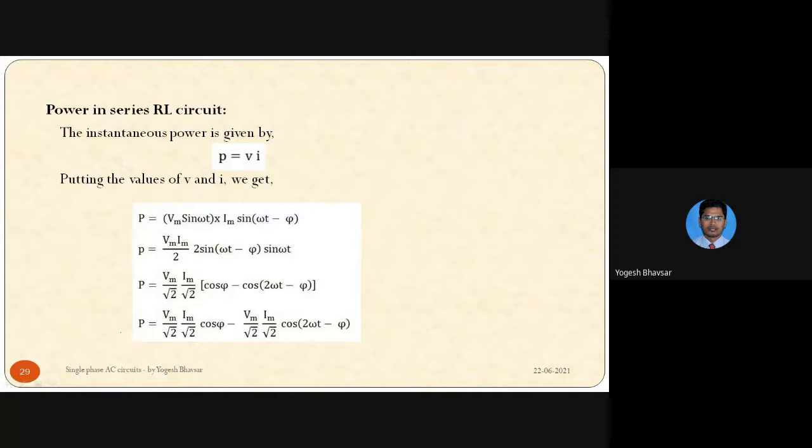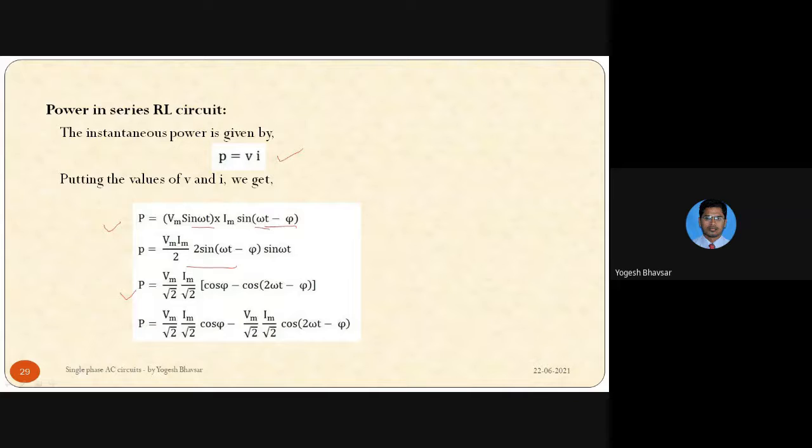Next thing is the power in series RL circuit. We know that the instantaneous power is equal to V into I. So put in the values Vm sin omega t and Im sin(omega t minus phi). Just simplify it. So it becomes Vm Im by 2, times 2 sin(omega t minus phi) sin omega t. We can use the different rules of trigonometric relations, so 2 sin A sin B.